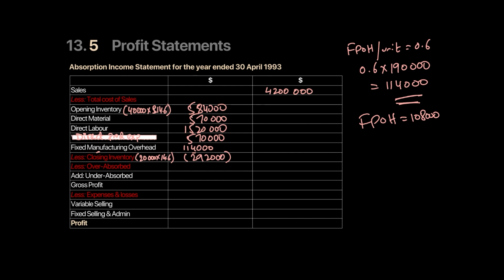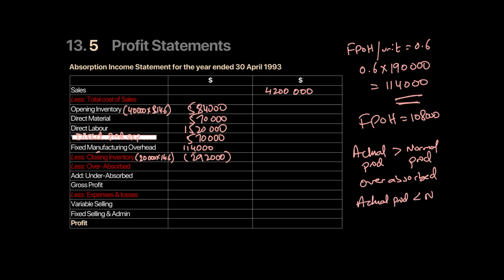So if you have overproduced, if your actual production is greater than your normal production, you would have overcharged your fixed cost or you would have over absorbed it. But if your actual production was less than the normal one, in that case you would have undercharged your fixed cost, so I will call that under absorbed.